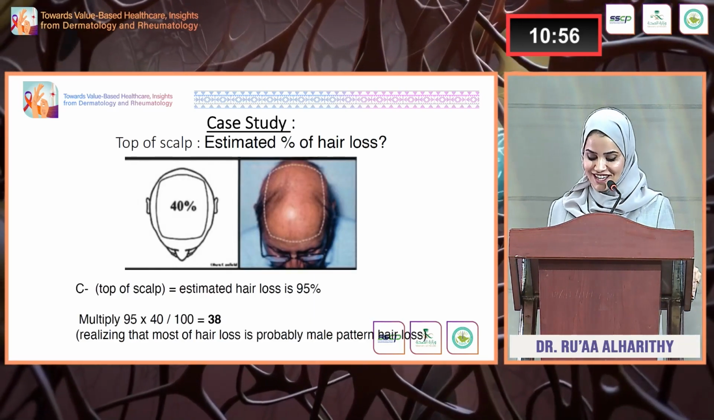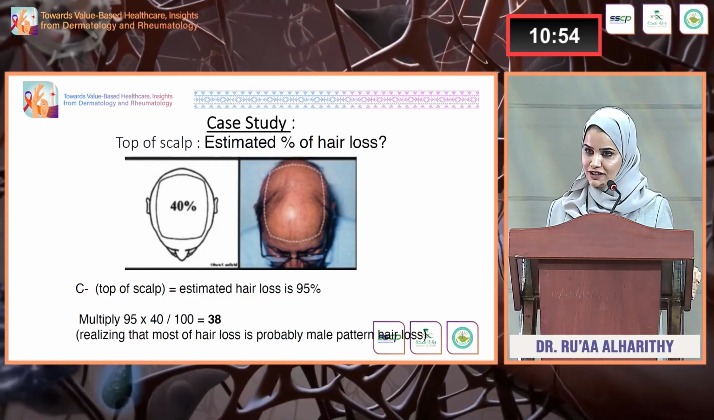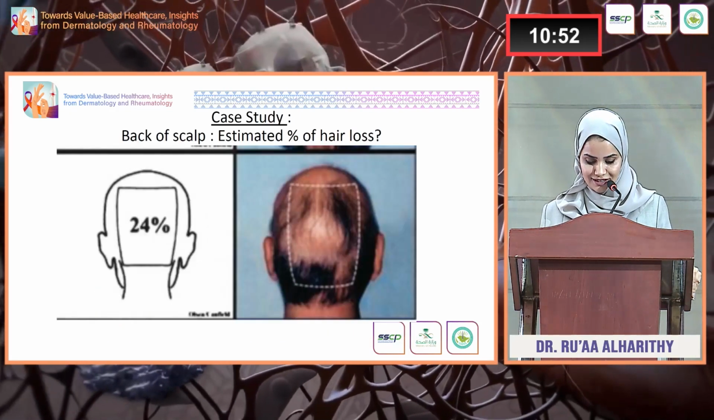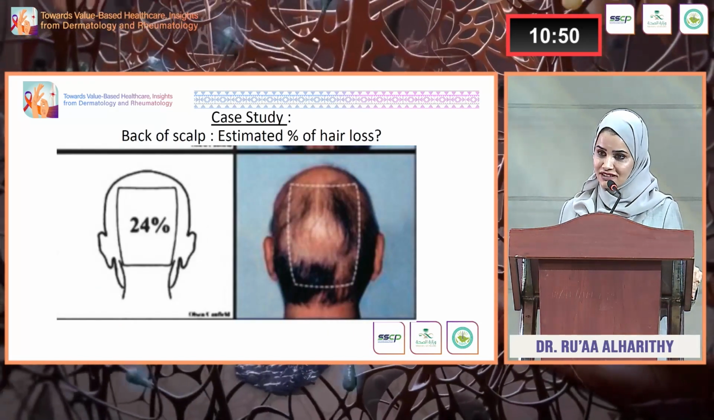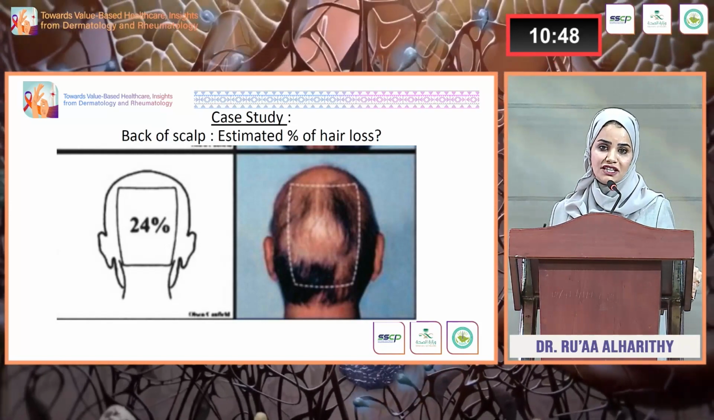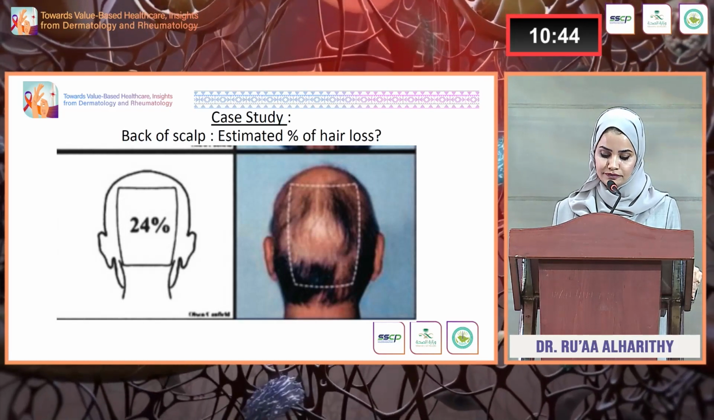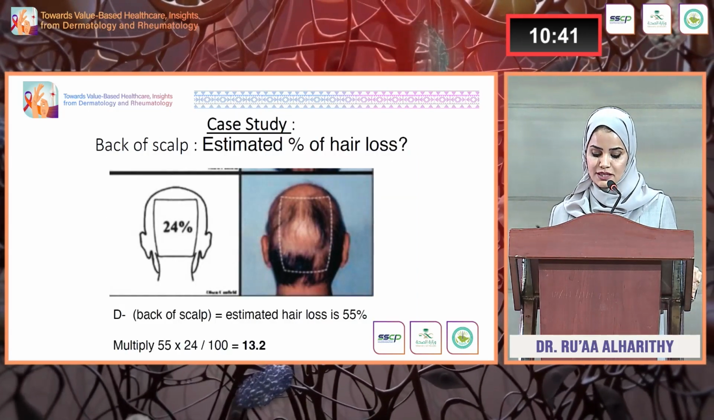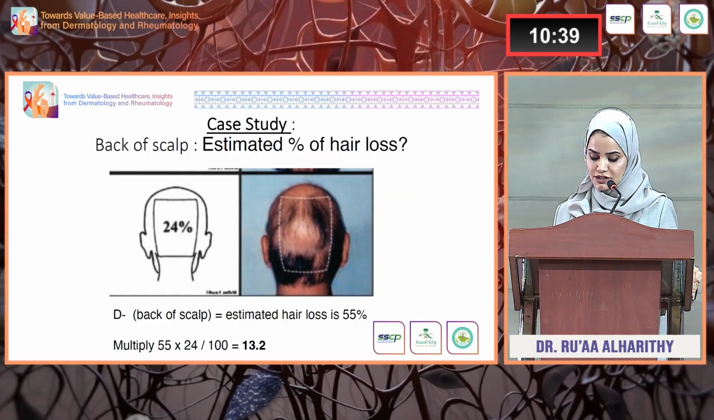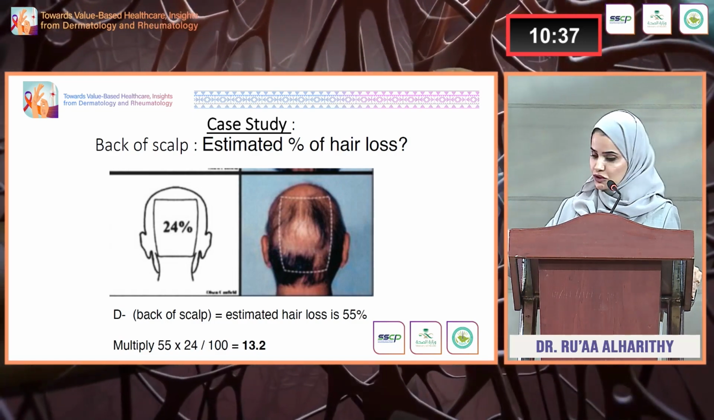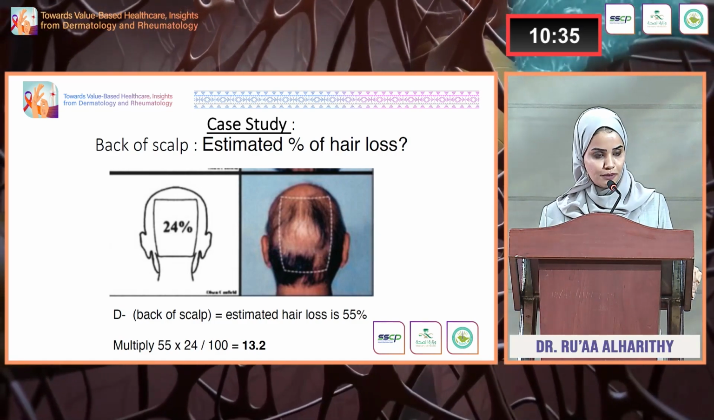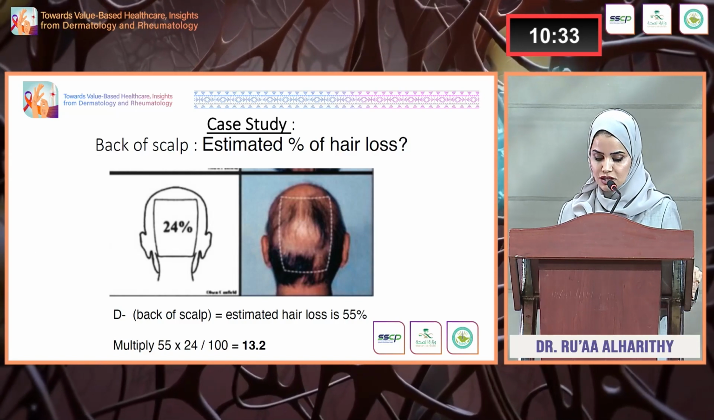95%, right on. So you multiply that by 40, you divide it by 100, you get a 38. And if you look at the back, would you say here it's 50, 55? Because you can see a little bit more hair here. So this is estimated to be 55% of hair loss. So you multiply it by 24, which represents the back of the scalp, multiplied by 100 and give you a 13.2.